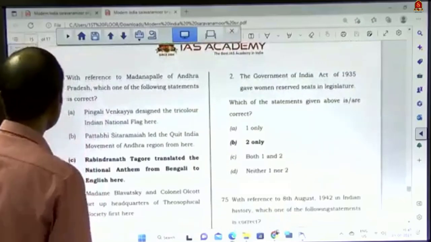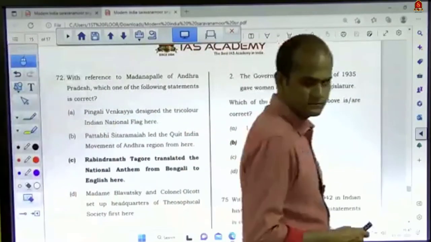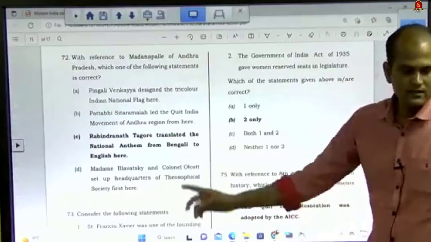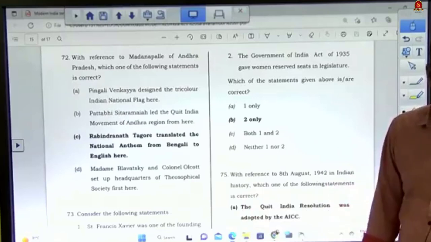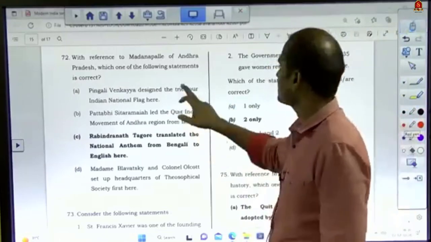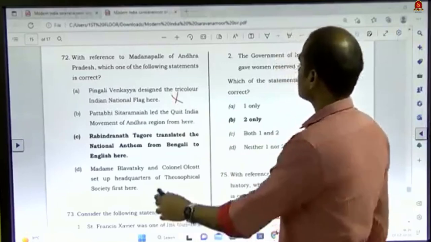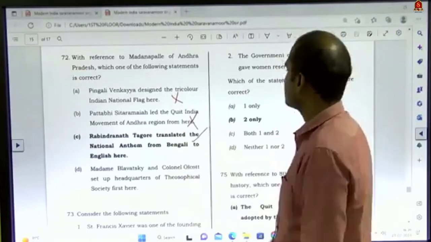With reference to Madanapalli of Andhra Pradesh, which of the following statements are right? Pingali Venkayya designed the tricolor Indian national flag in Vijayawada, not in Madanapalli, that is wrong. Pattabhi Sitaramayya led the Quit India movement, no. Before that, he was arrested. So, the right answer is this.